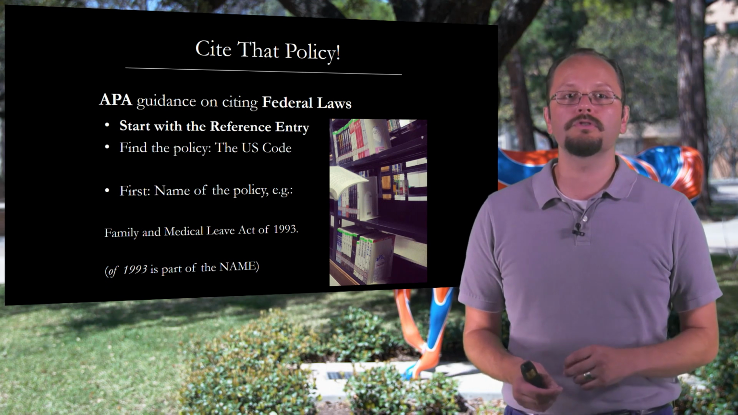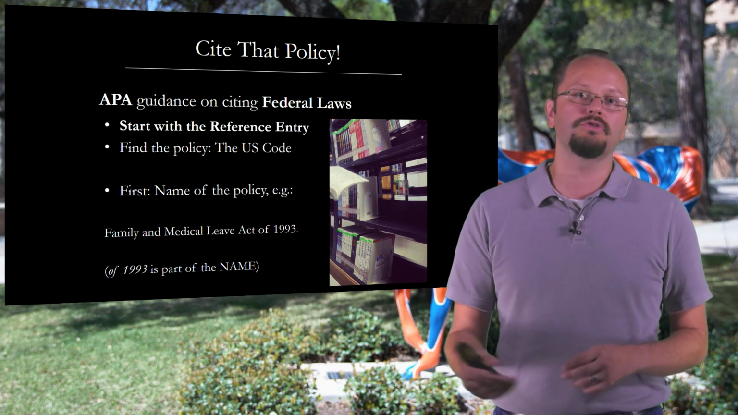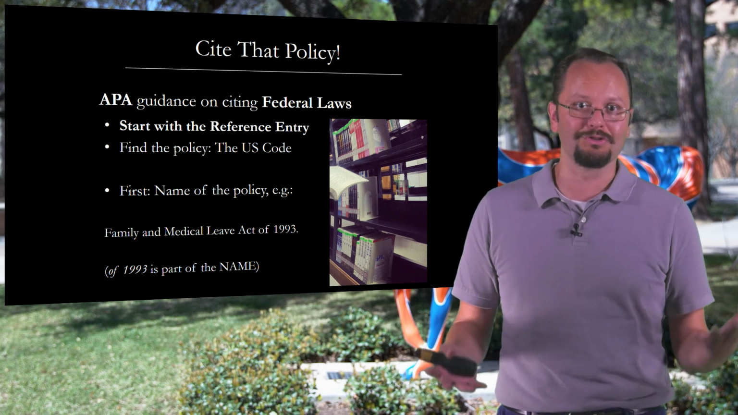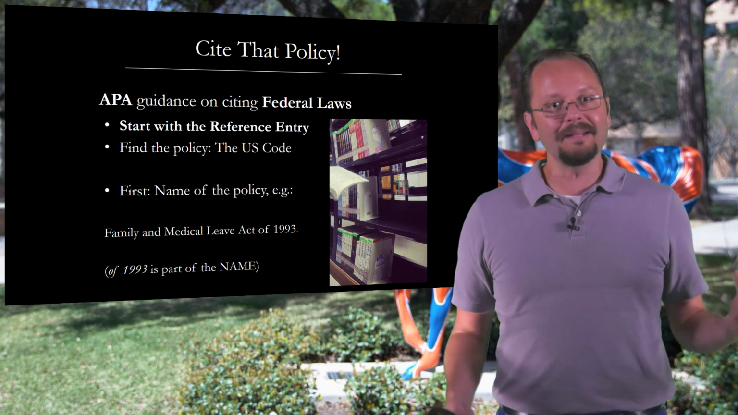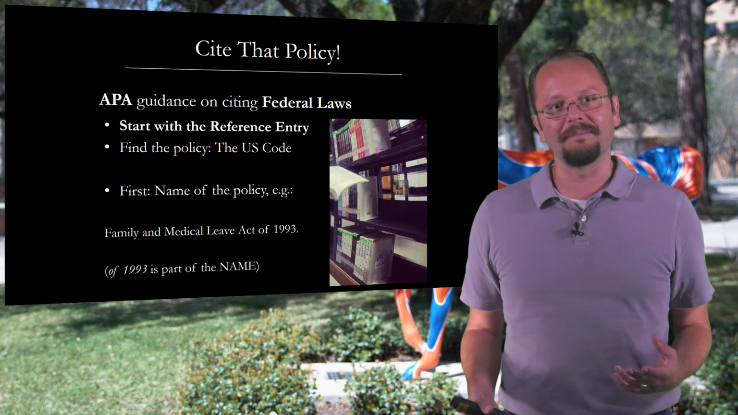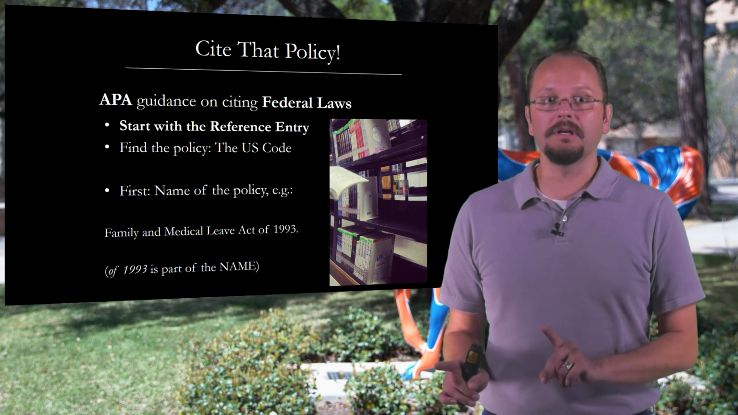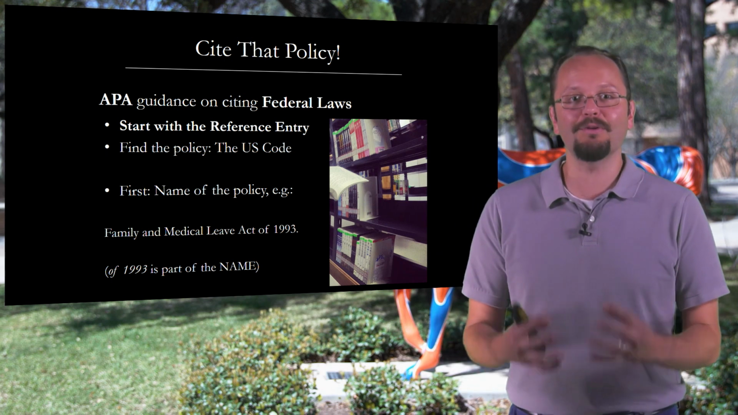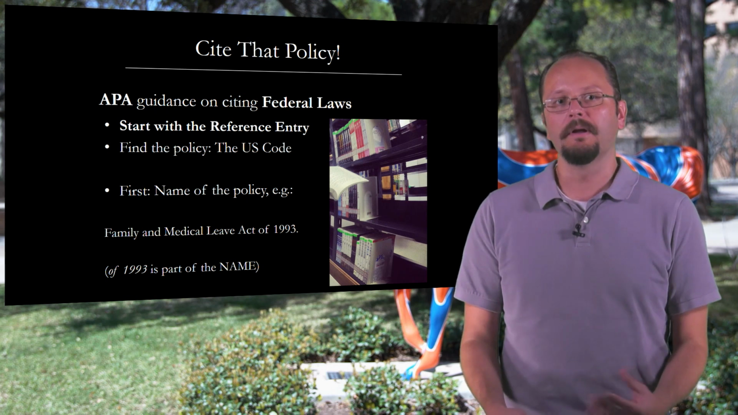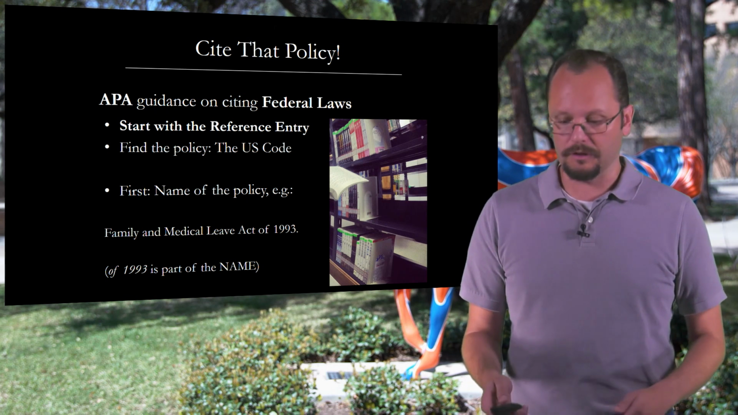For now, it's important to just track down the name of the policies. So the name of one policy that somebody was using for one of these projects is the Family and Medical Leave Act of 1993. Okay, it's worth noticing that "of 1993" is actually part of the name of the law. So that's part of the name. That's the thing that goes first in our reference entry.